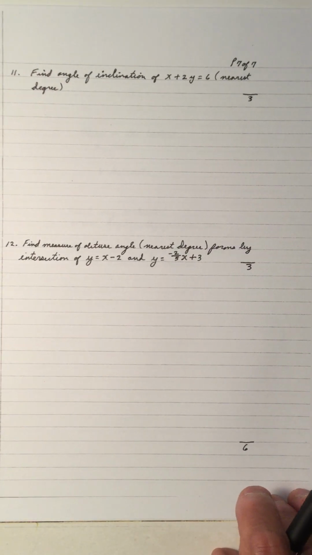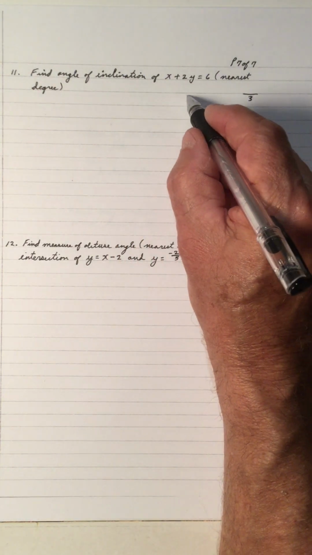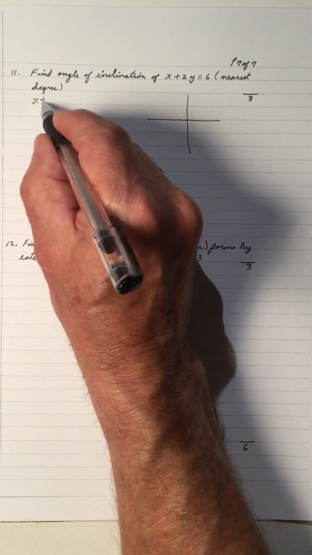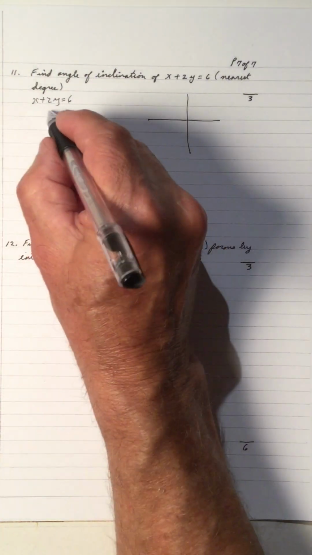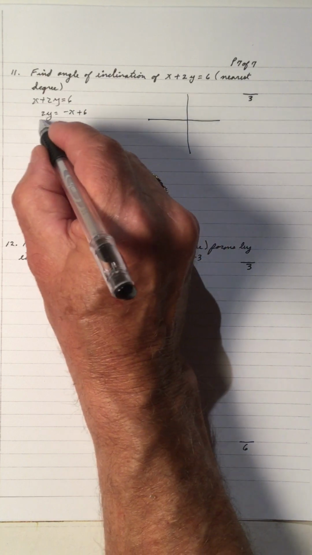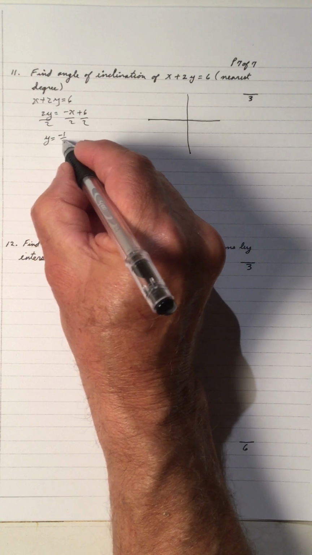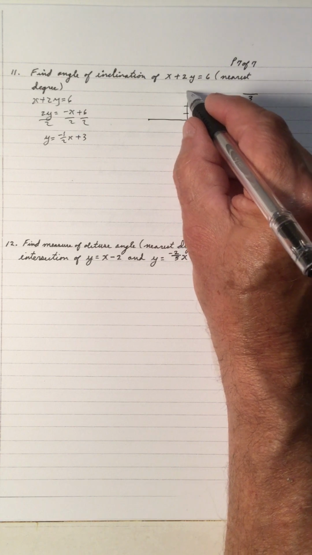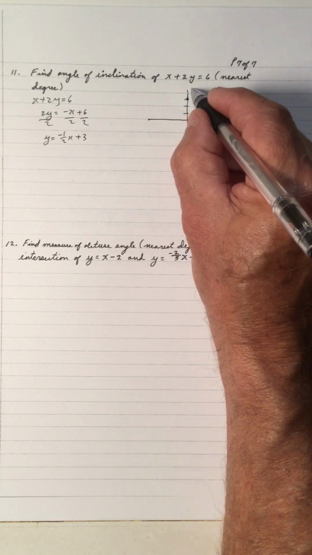Now, what about the angles of inclination? We have a line, so let's look at the angle of inclination. Take x plus 2y equals 6. If we have a line, we're going to solve for y. Divide by 2. So y equals negative a half x plus 3. So the line has a y-intercept of 3. So this is x and this is y.